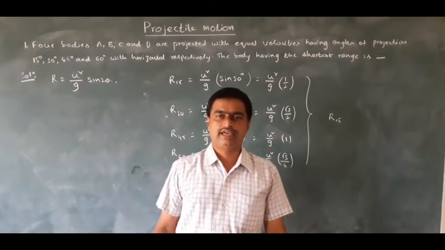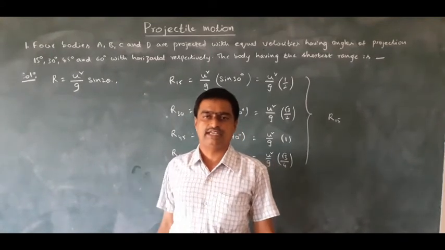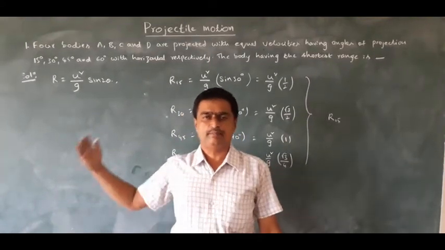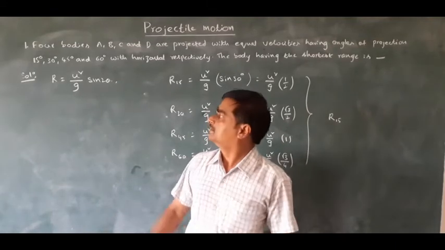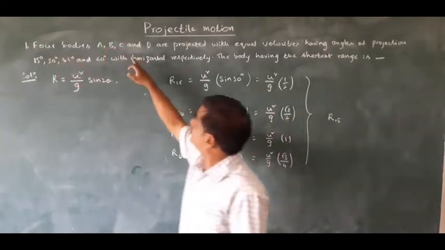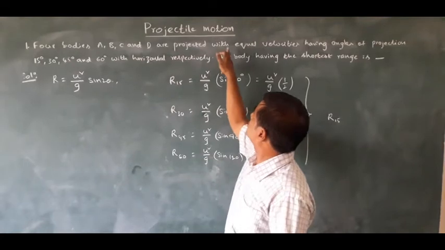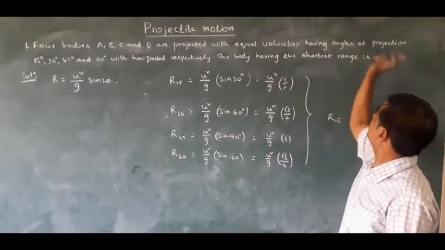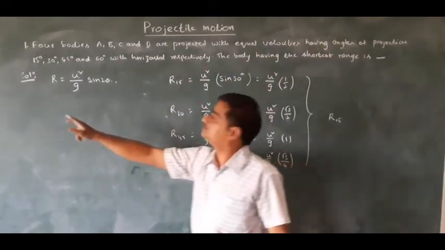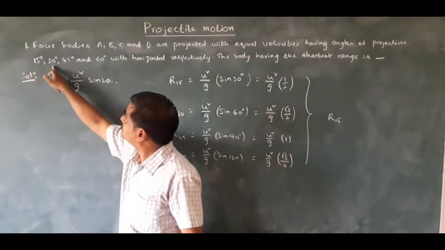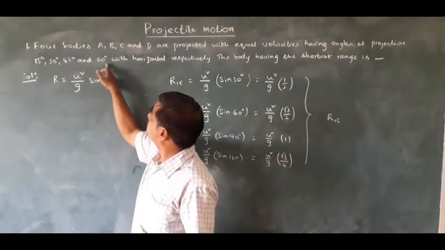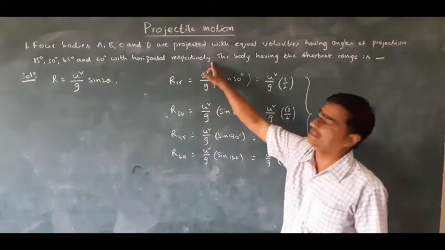Good morning students. Today in our class we are going to see some numerical problems in projectile motion. Okay. First one. Four bodies A, B, C and D are projected with equal velocities having angles of projection 15 degrees, 30 degrees, 45 degrees and 60 degrees with horizontal respectively.